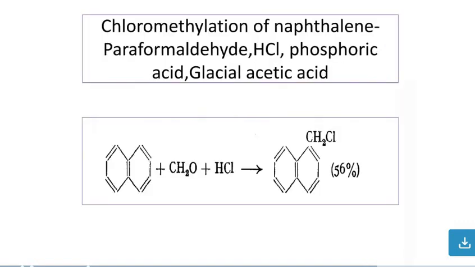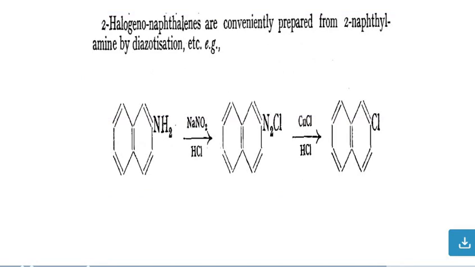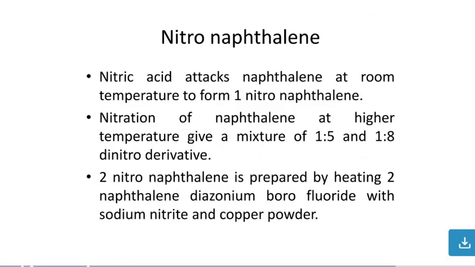Chloromethylation of naphthalene uses paraformaldehyde, HCl, phosphoric acid, and glacial acetic acid. You can see the reactions. 2-Halogenonaphthalenes are conveniently prepared from 2-naphthylamine by diazotization. Look at the reaction scheme here, how NH2 is converted into the diazonium salt and then chlorine.